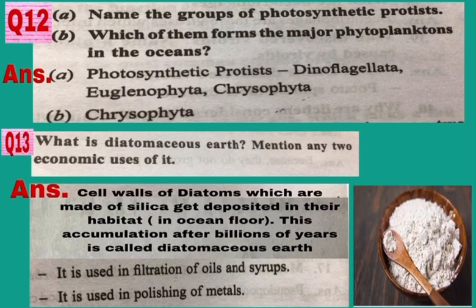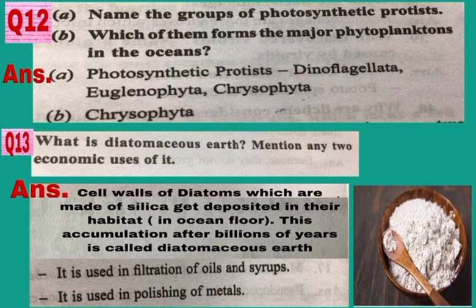Part B of the question. Which of them forms the major phytoplankton in the ocean? Answer is, Chrysophyta are major phytoplankton in oceans and diatoms are chief producers in the ocean.